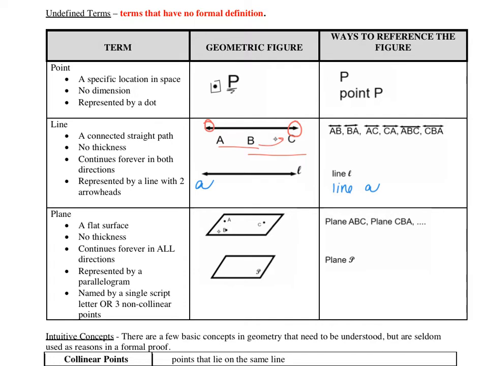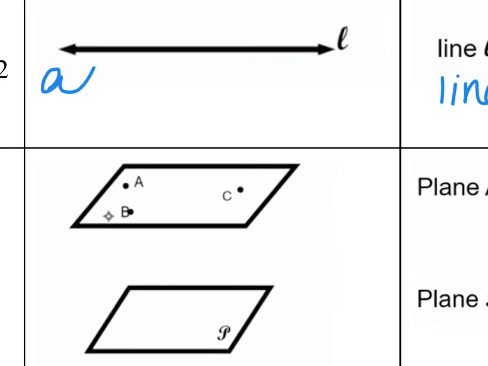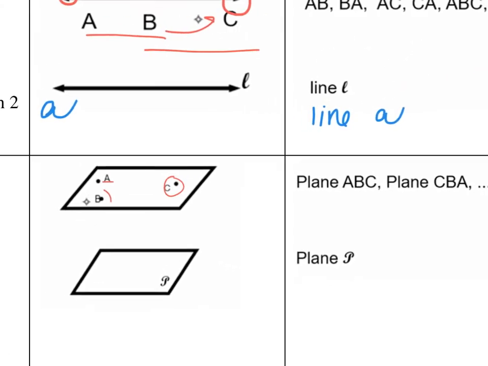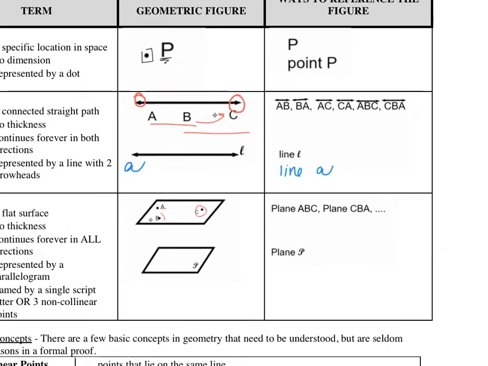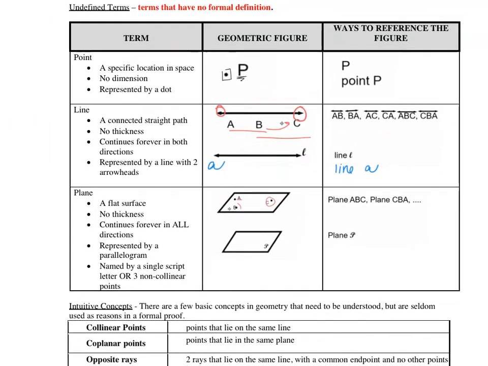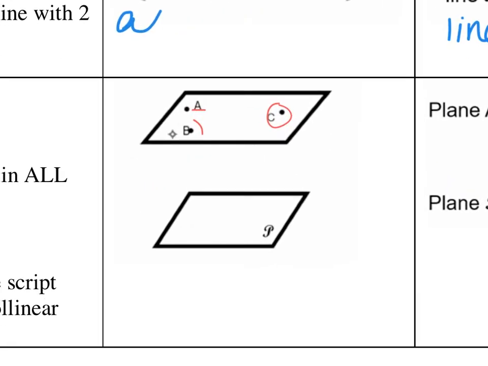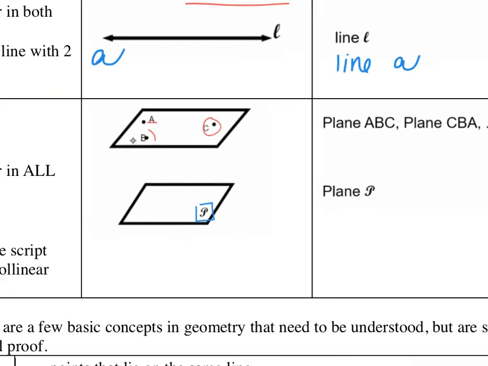And it's typically named by a single script letter or 3 non-collinear points. So if I look at this example up here, I have a plane that contains the points A, B, and C. If I want to, I can name it plane ABC. I can name it plane CBA. I could also name it even plane BAC. There's so many options I can do. And then down here, in this example of a plane, I just have my fancy script letter P. So all I did was just name it plane P.